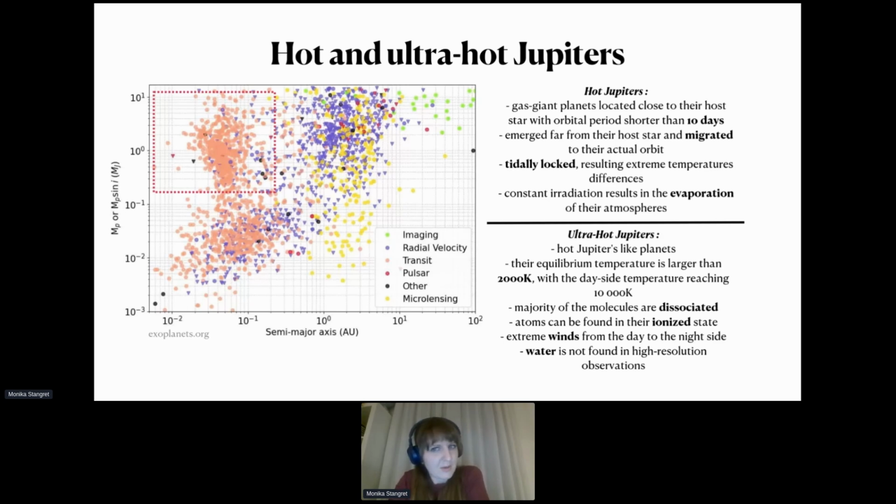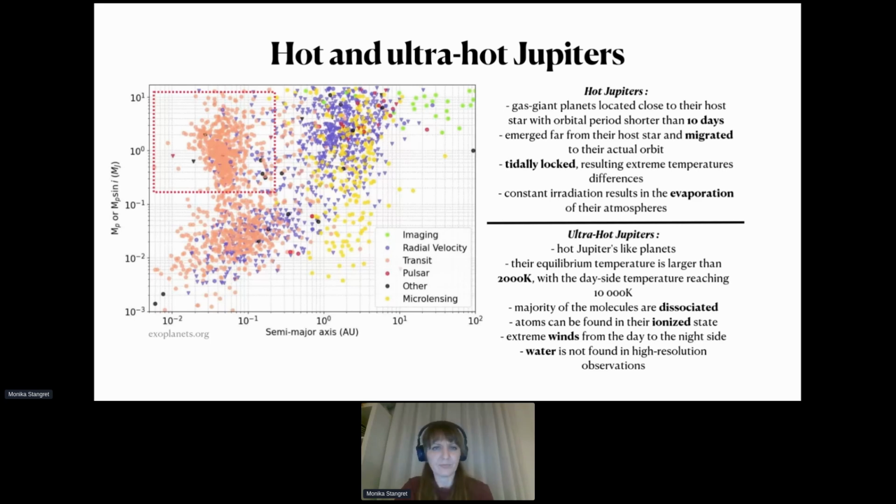Also, a difference between hot and ultra-hot Jupiters: for ultra-hot Jupiters in high resolution, we were never able to detect water. In low resolution, we are, but we are looking at different depths of the atmosphere. But for hot Jupiters, water was detected in many planets.